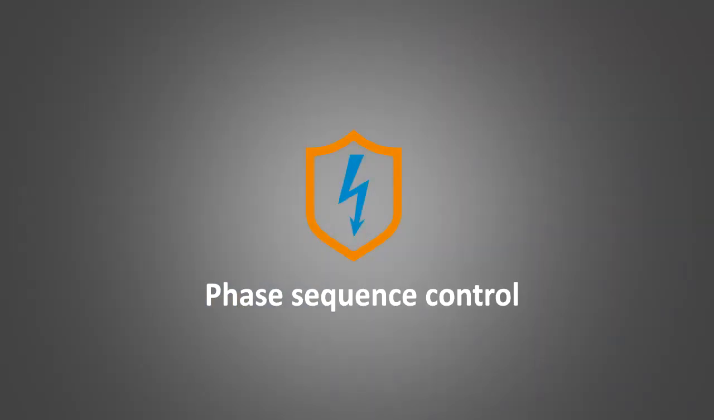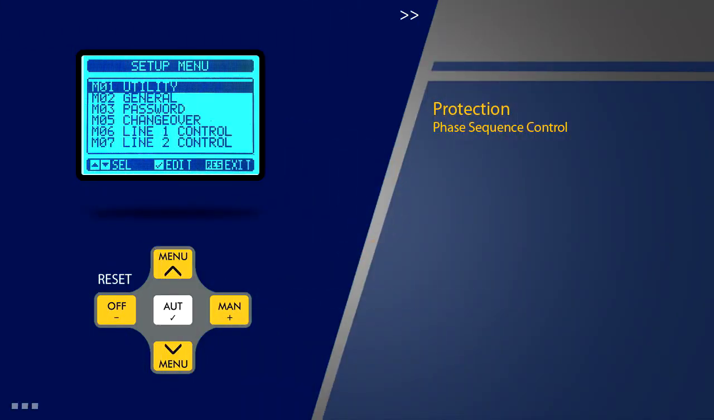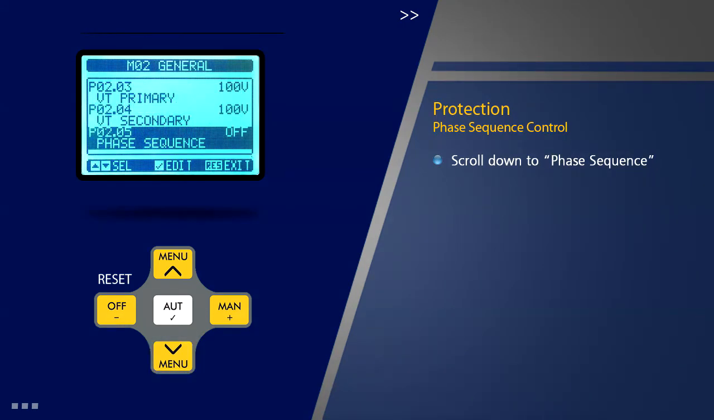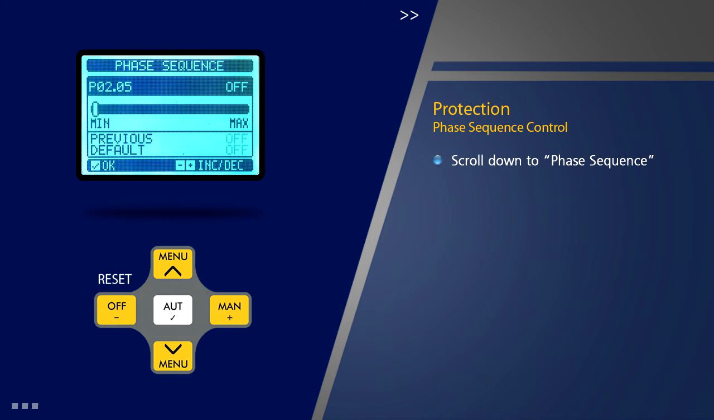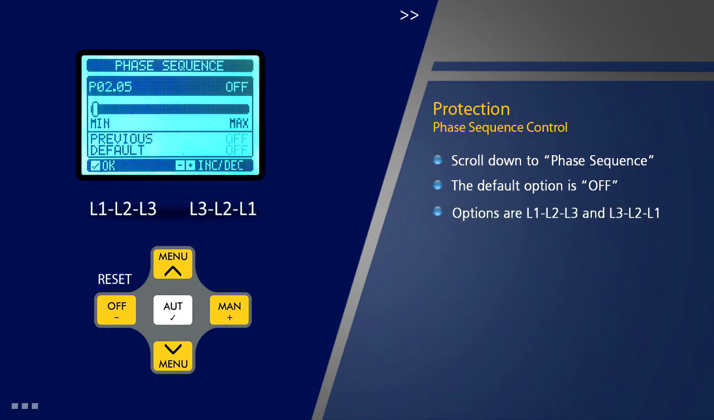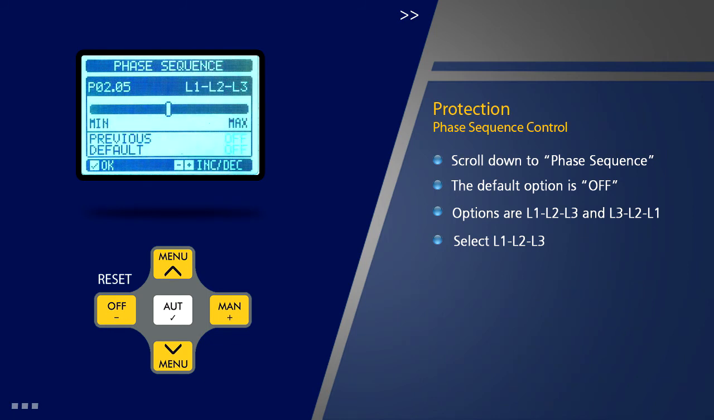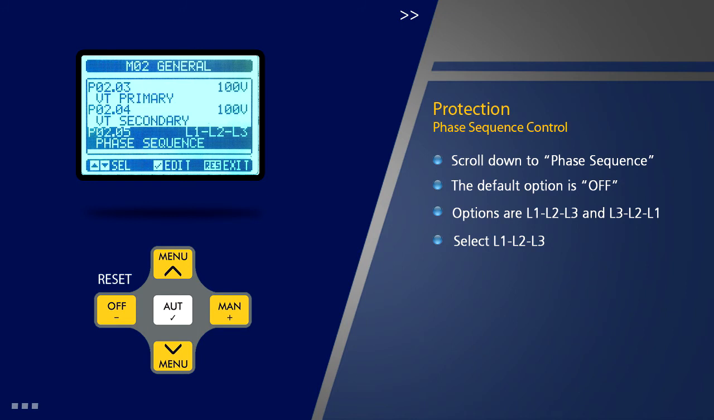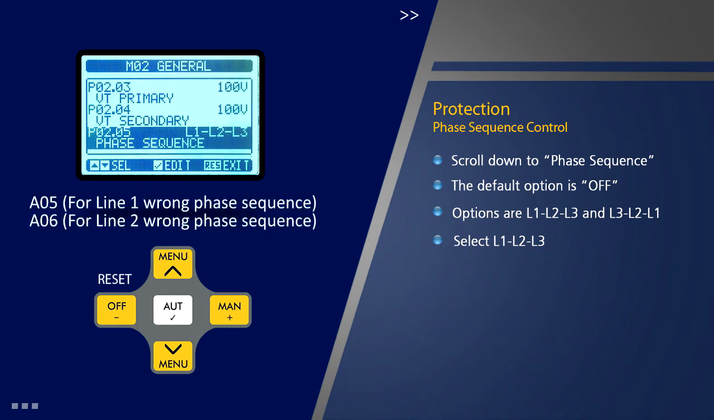Phase sequence control. Scroll down to select parameter 5 phase sequence on General page and press OK. The default option for phase sequence is off. The other options for phase sequence are L1, L2, L3, and L3, L2, L1. Select the option L1, L2, L3 and press OK. If phase sequence control is enabled, the corresponding alarm A05 for line 1 wrong phase sequence and A06 for line 2 wrong phase sequence should also be enabled.